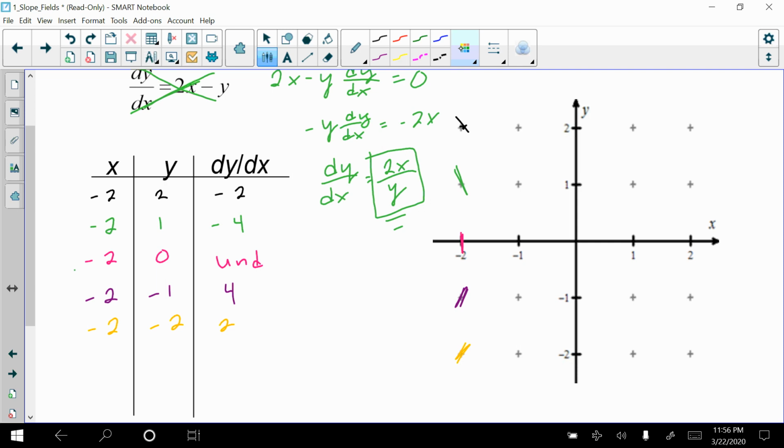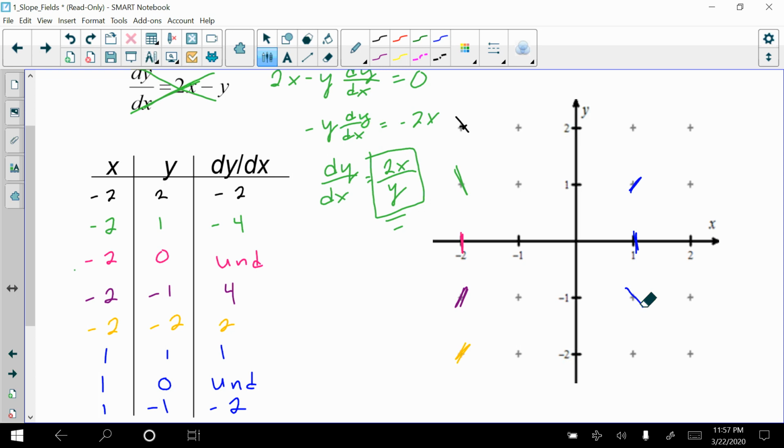So let's try it at positive 1 and positive 1. So when x is 1 and y is 1, that's going to give me a slope of 1. So when x is 1 and y is 1, I have a slope of 1 here. Let's try when x is 1 and y is 0, that's again going to be something undefined. Okay, so I'll have a vertical line there. And let's try 1 and a negative 1, and that would simplify to a slope of a negative 2. So at positive 1 and negative 1, I have a slope of a negative 2, something about there.